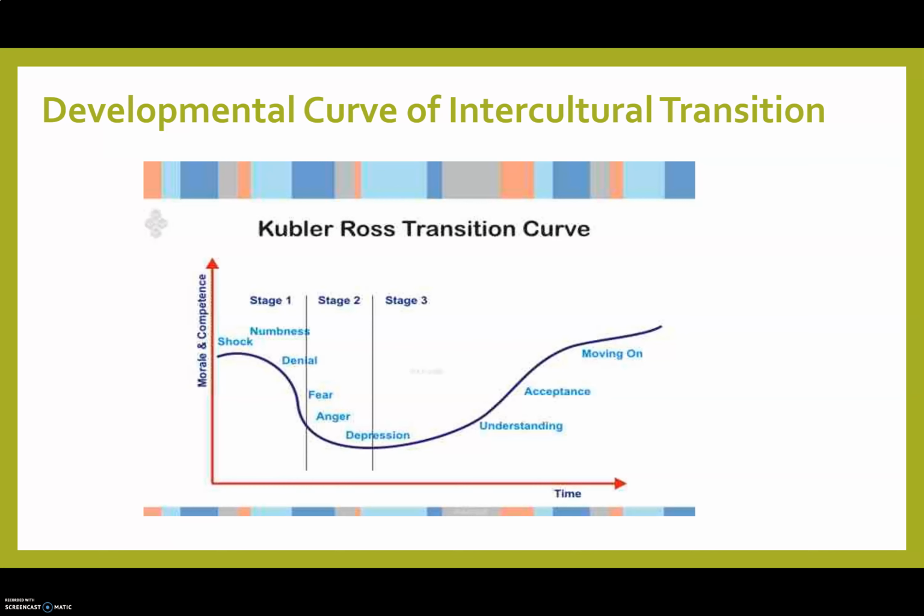It's also known as the Kubler-Ross transition curve. What we can see here is that on the vertical axis we have morale and competence, increasing morale, and by morale we mean your sense of emotional positivity, and then competence. And on the axis along the bottom we have increasing time. So how our morale and our competence increase as time increases. There are three main phases to the falling side of the morale before the curve starts to increase.